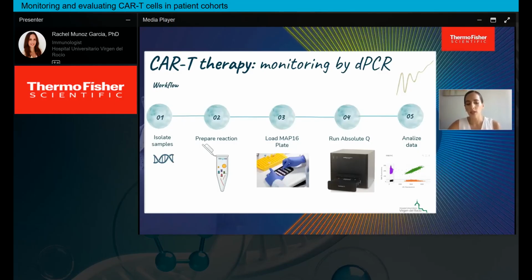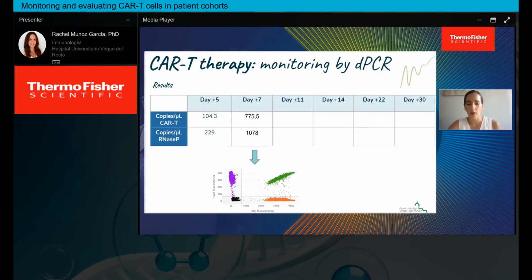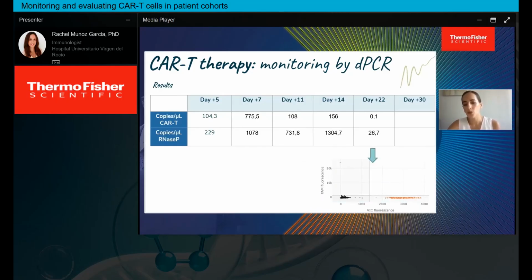So the workflow is: isolate DNA samples, prepare the PCR reaction, load the MAP16 plate, run the Absolute Q, and then analyze data. This is a real example of a patient. Here we have the figure that the software gives you. Here we can see the VIC fluorescence that shows the amplification of the RNase P gene. And here we have the FAM fluorescence that shows the amplification of the CAR T gene. And the software gives you the copies per microliter of CAR T and RNase P in each sample in days 5, 7, 11, 14, 22, and 30.